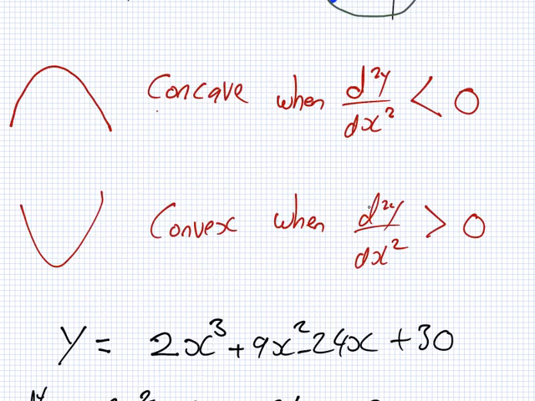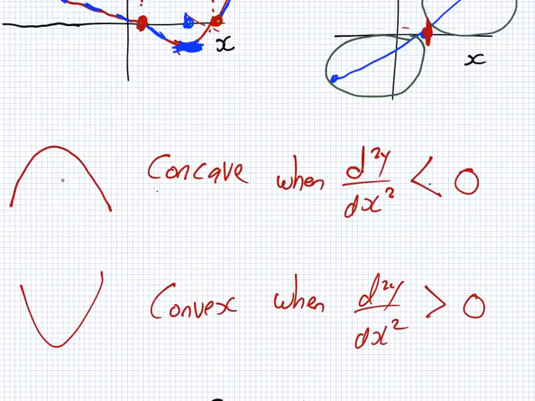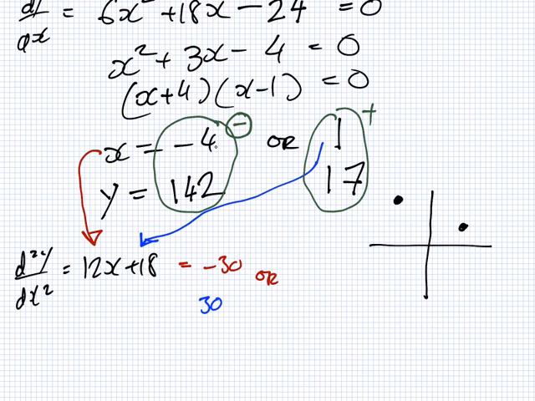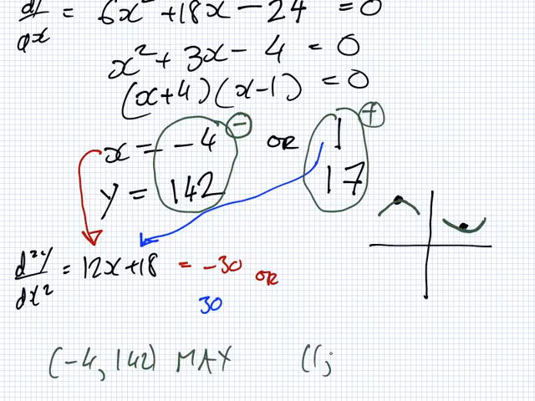Previously you learned negatives have a concave shape and positives have a convex shape. So if this point is negative, it's concave, which means the graph has this shape here. And if this one is positive, it's convex, which means it has this shape. In other words, minus 4, 142 is a maximum, and then 1, 17 will be a minimum.